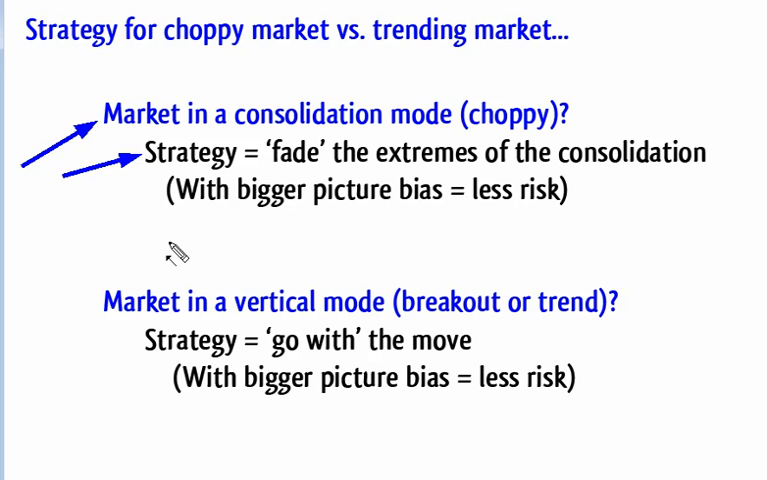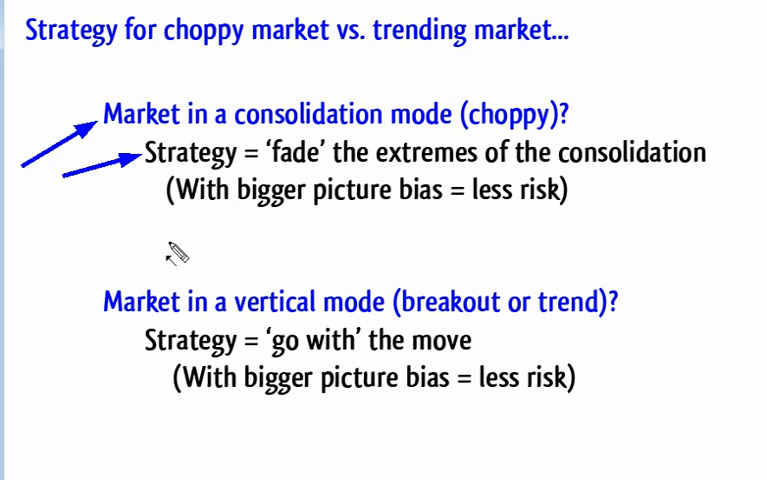So in other words, if your bigger picture bias or longer term outlook is, say, bullish, and you're fading the lows of consolidation, or buying the lows of consolidation, you have less risk than if you're trying to fade or sell the highs of the consolidation in a bigger picture up market. Okay, so that's, generically speaking, the strategy for a consolidating or choppy market.